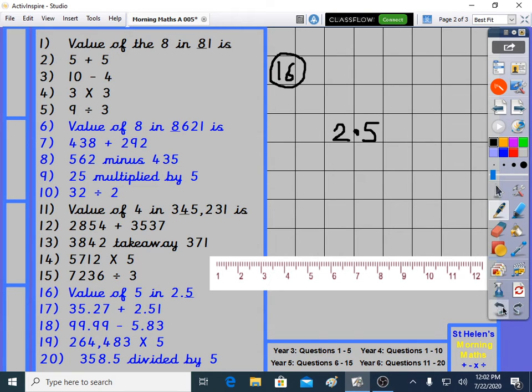Why am I doing the bus stop? Sorry. Value of the 5 in 2.5. Okay, we have decimals here. It's very important to know that the units column, if we have decimals, the units column is before the decimal point. After the decimal point, these are called tenths.